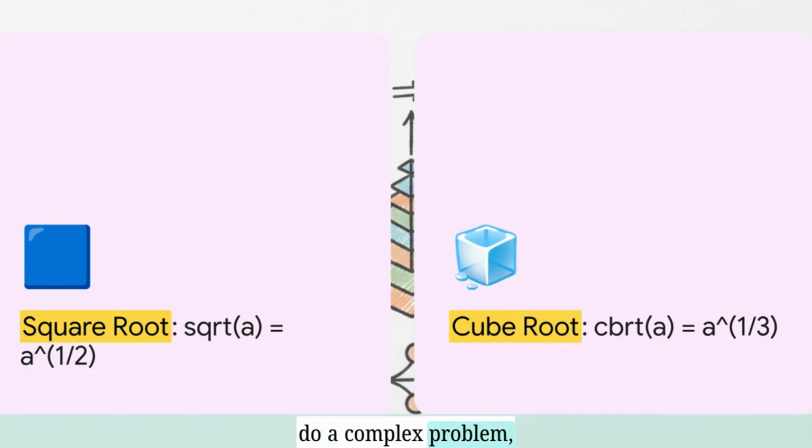Before we do a complex problem, we just need to translate one little thing. A fraction floating up there in the sky simply means a root down on the ground. A power of 1/2 is exactly the same thing as a square root. A power of 1/3 is exactly the same thing as a cube root. The number on the bottom of the fraction, the denominator, always tells you what kind of root it is.